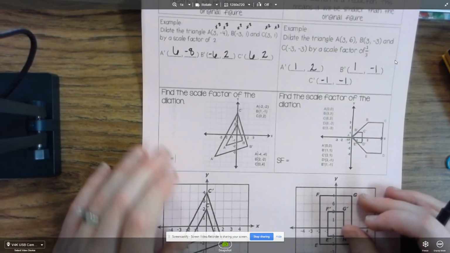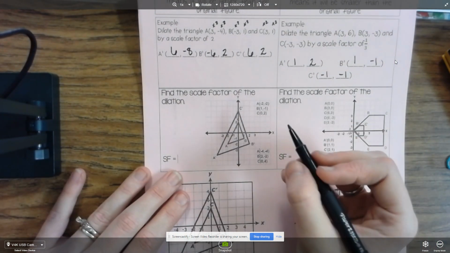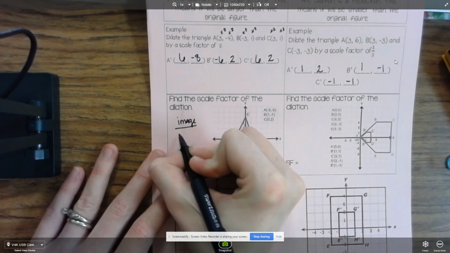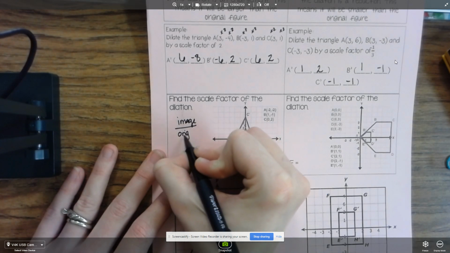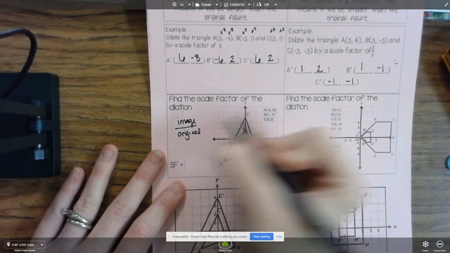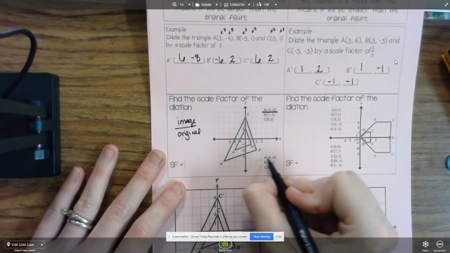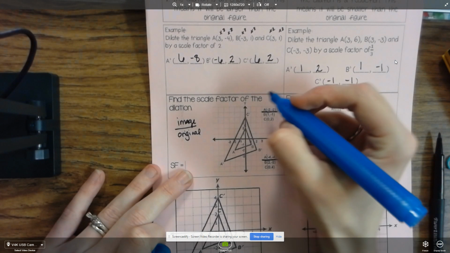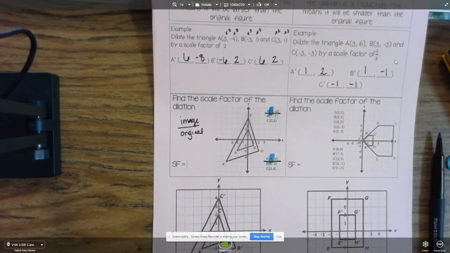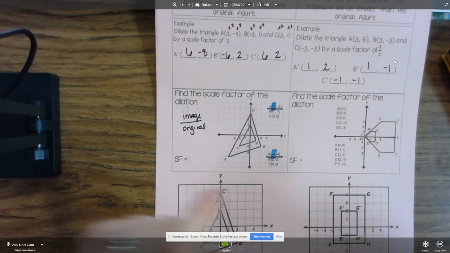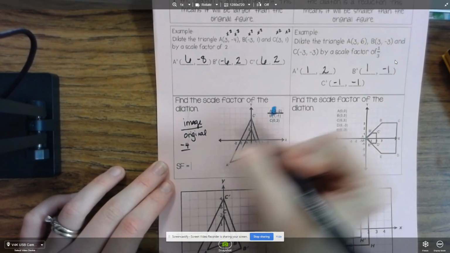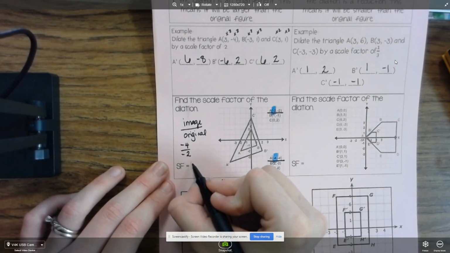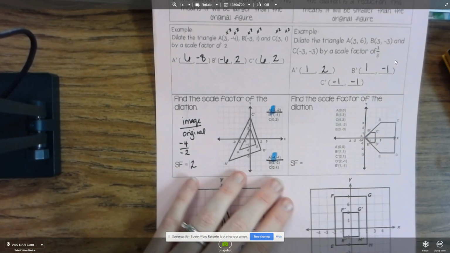All right, so this one says find the scale factor. And so remember, we divide image divided by the original, or new and old. So I'm going to take A, and then I'm just going to look at the x values. So here I've got a negative 2 and a negative 4. So the image point is negative 4. The original was negative 2. So negative 4 divided by negative 2 gives me a scale factor of 2.